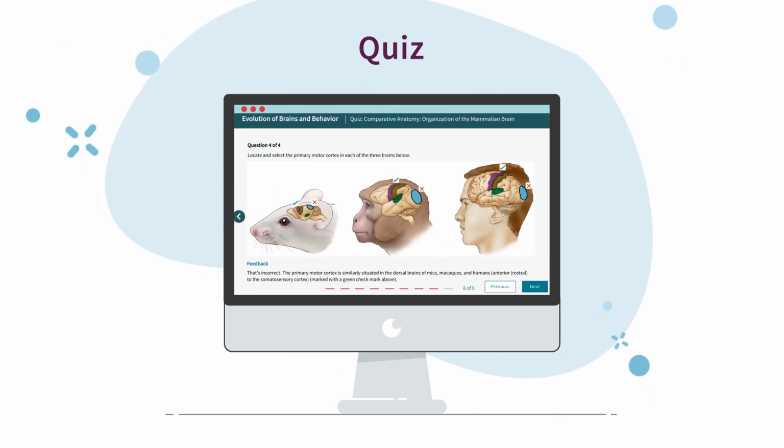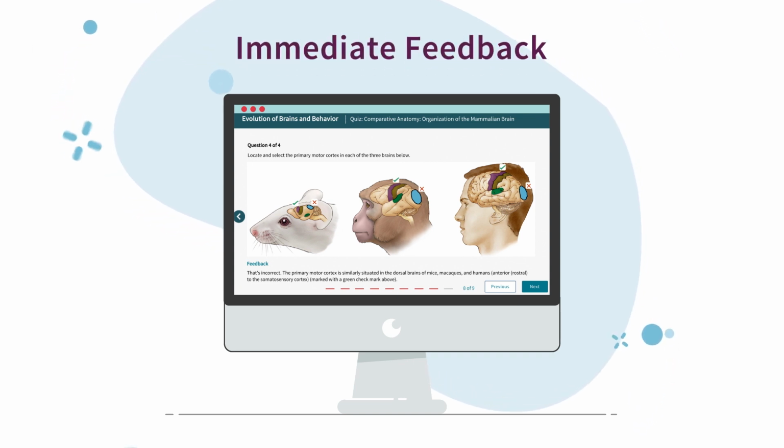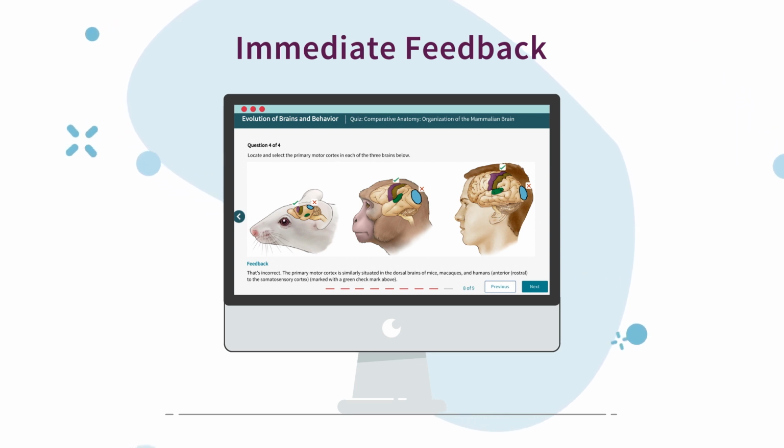A brief quiz is given at the end of the second interactive activity to test the students' knowledge, and immediate feedback is given to ensure their understanding of the concepts within the interactive activity.